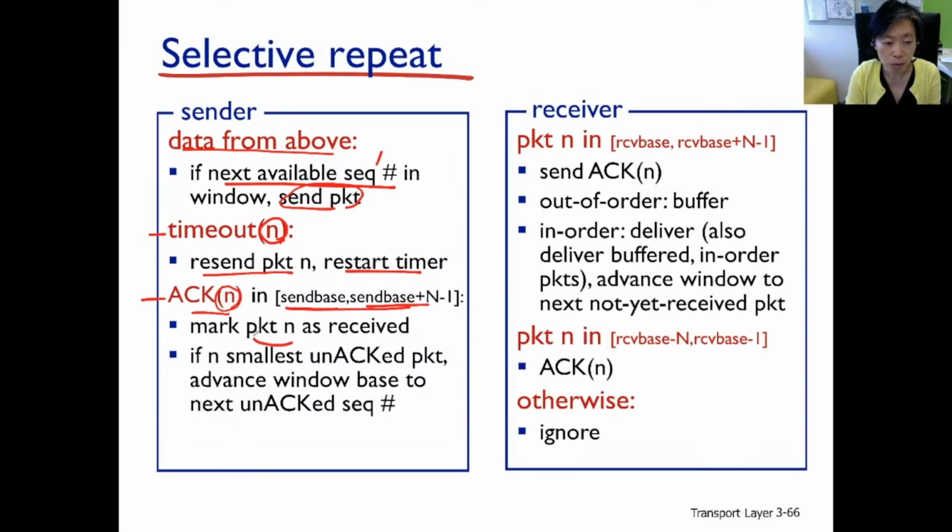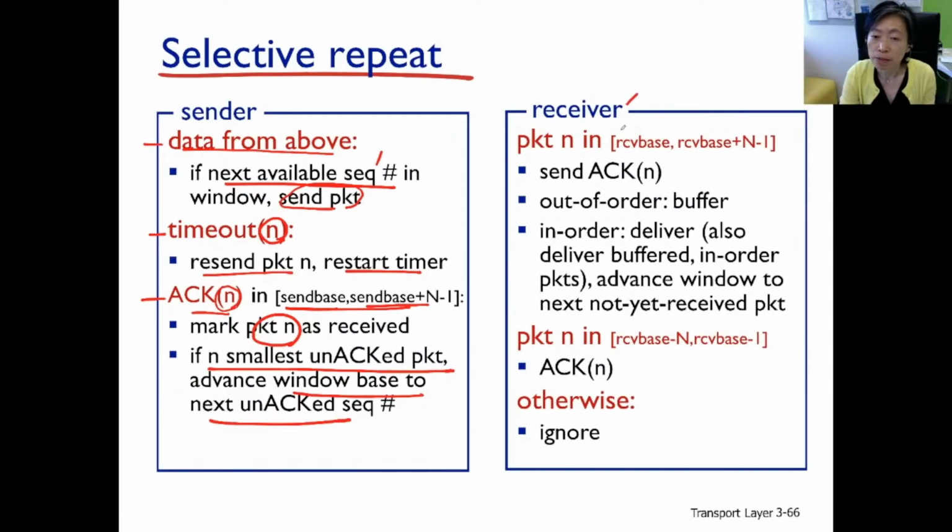Now, once that's the case, we mark packet n as received, so we turn it to green. If n is also the smallest unACKed packet, we turn that into green. There could be a number of other greens following that. Then we advance the send base all the way to the next yellow packet. Okay, so advance the window base to the next yellow packet, which is the next unACKed packet. So these are the sender's actions, depending on what's triggering the sender's finite state machine to take transitions.